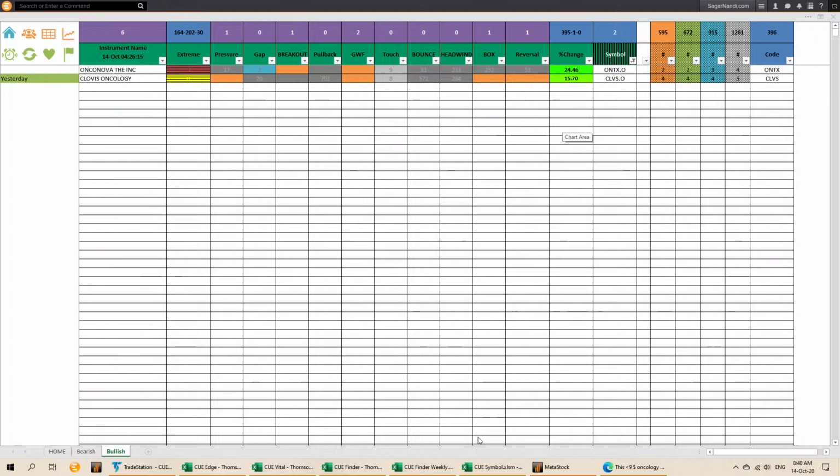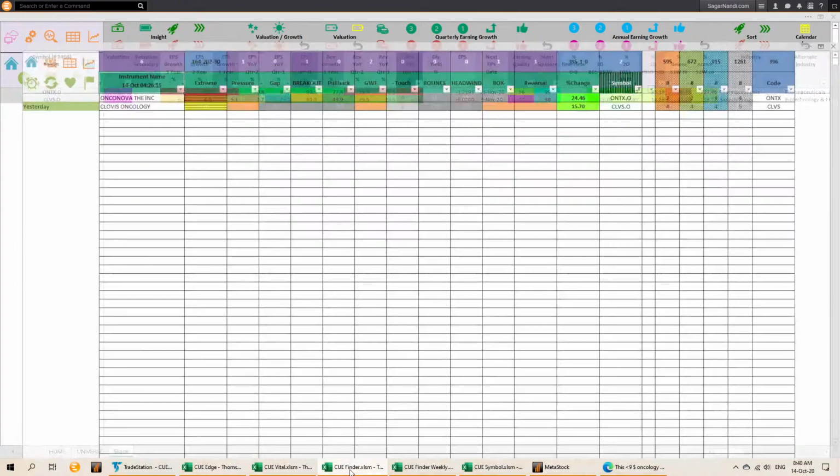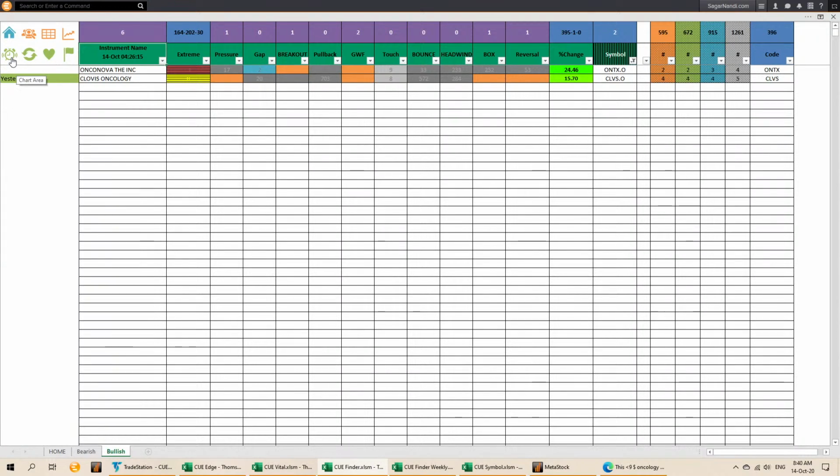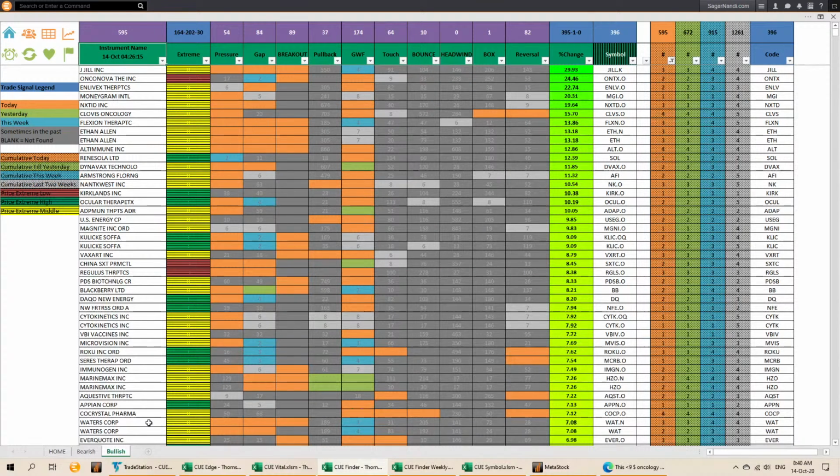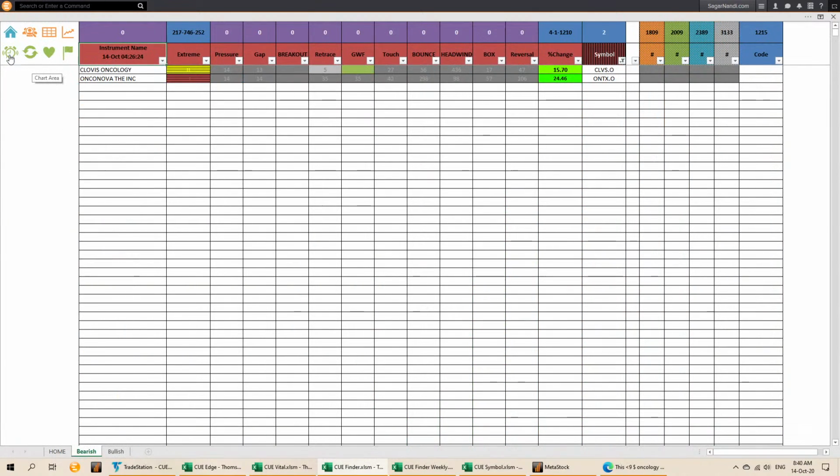This third technique is also very useful in finding trading opportunities in real time. These are the three techniques I use. Again, one is looking for buy setups from QFinder or short setups from QFinder.